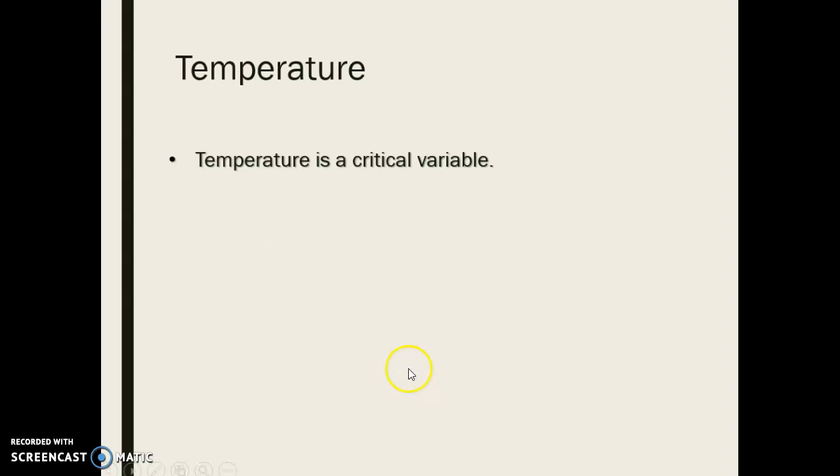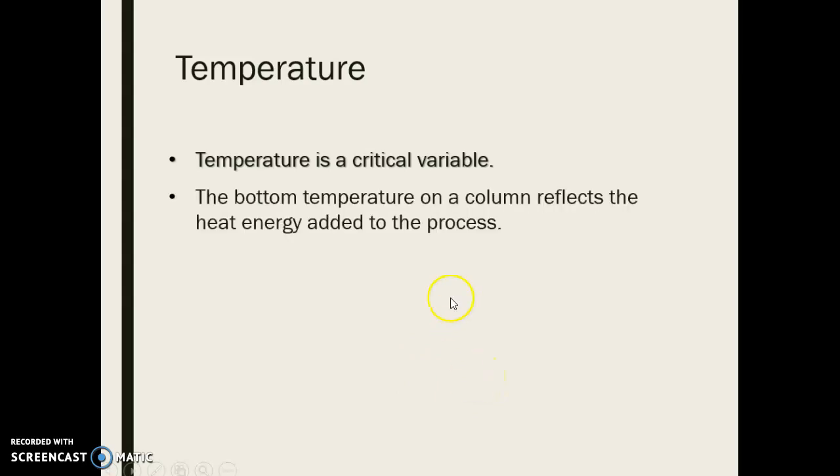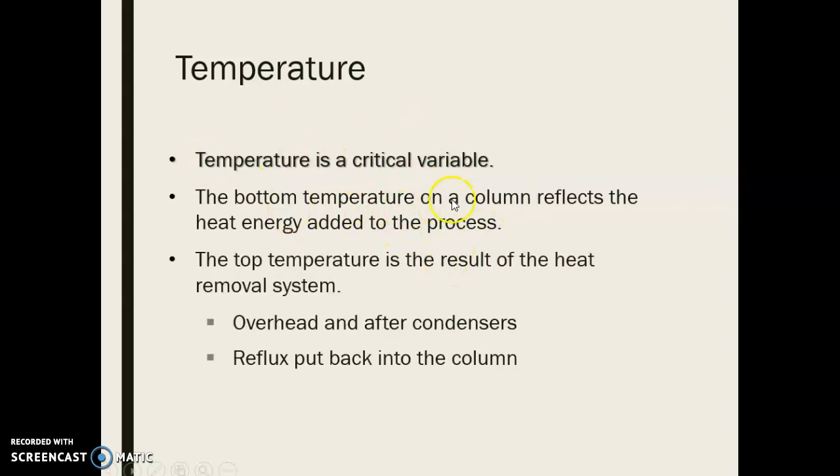All right, temperature. Temperature is a critical variable because it is the basic operation that is repeated: heating the liquid to a vapor and condensing the vapors. This is constantly, always happening in the column. The bottom temperature on the column reflects the heat energy added to the process. The top temperature is the result of the heat removal. So there are overhead and after condensers and reflux put back into the column.